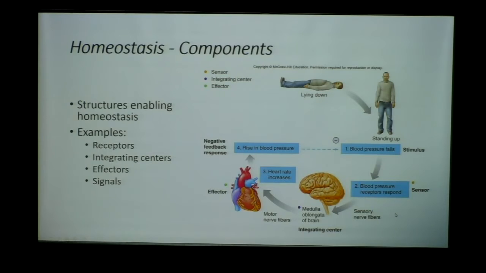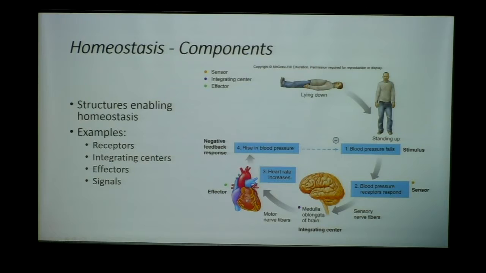That message is then sent to the integrating centers in the brain, and then from the brain, the medulla decides, look, I need to increase the blood pressure. So that is the effector signal. And that is sent out to the organ that will most likely be able to increase the blood pressure, which is the heart, okay? So we send this signal down to the heart. We'll talk about the exact fibers because this is a parasympathetic signal here.